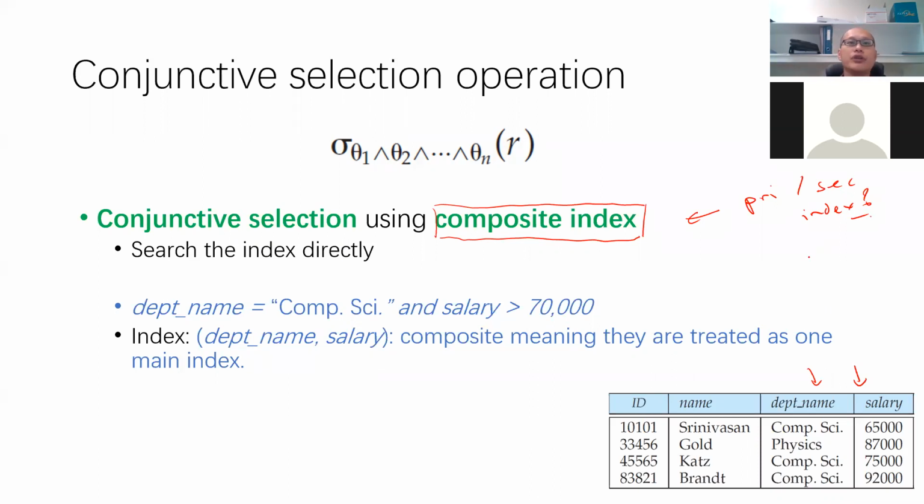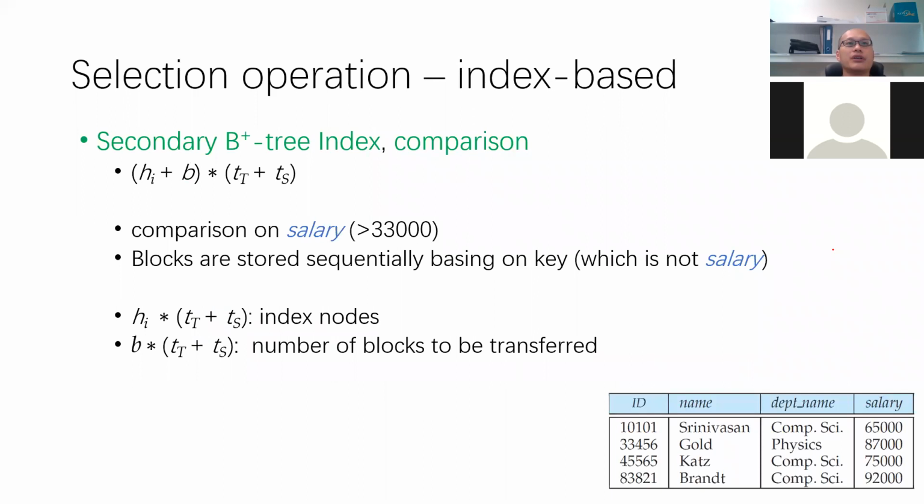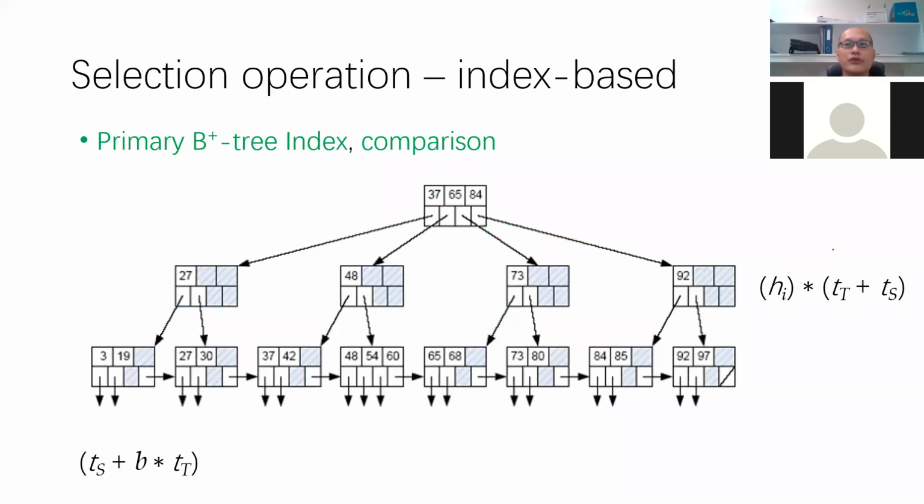Yeah. So intuitively, there's no order, and so this would then be a secondary index. Okay. And if we go back to how it looks on the secondary index, this will be a secondary index with comparison. So this will be the cost structure.